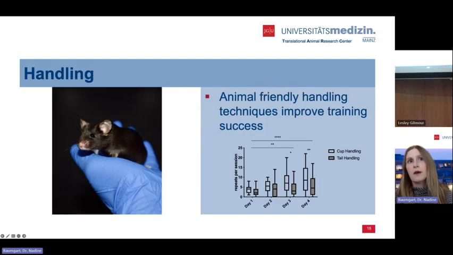What we can say for mice is that if we use non-aversive handling techniques, this improves the success of training. On the slide on the right-hand side, we trained mice. One group, the gray group, was tail handled, and the other group was cap handled. And you see that the tail handling decreased the success of the training. So it really starts from the beginning, and all those small steps count.